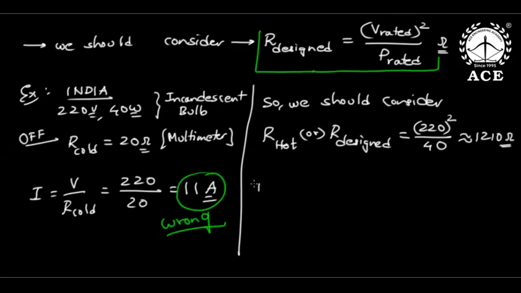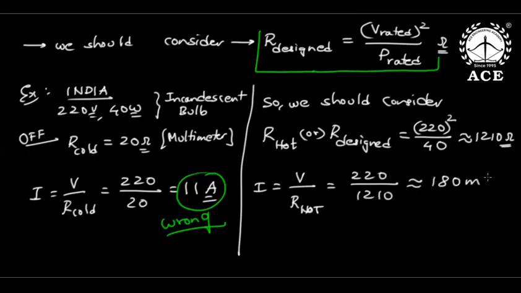Then if I calculate I is V by R hot, V is 220 and R hot is 1210, which gives approximately 180 milliampere. This is absolutely correct. So everyone, see this example. I'm explaining again.